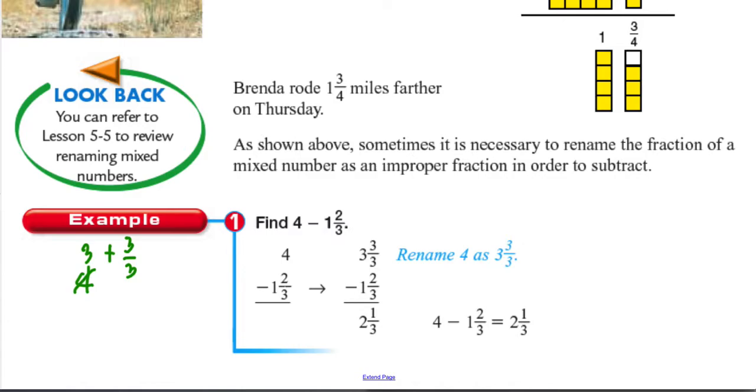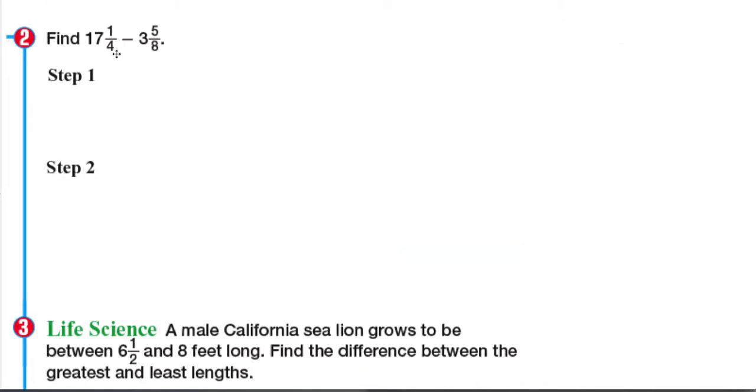Okay, let's take a look at example number 2. Find 17 1/4 minus 3 and 5/8. Let's go back to what we've been doing. Let's estimate: round 17 and 1/4 to be 17, round 3 and 5/8 to be 4. Our estimated answer should be close to 13.